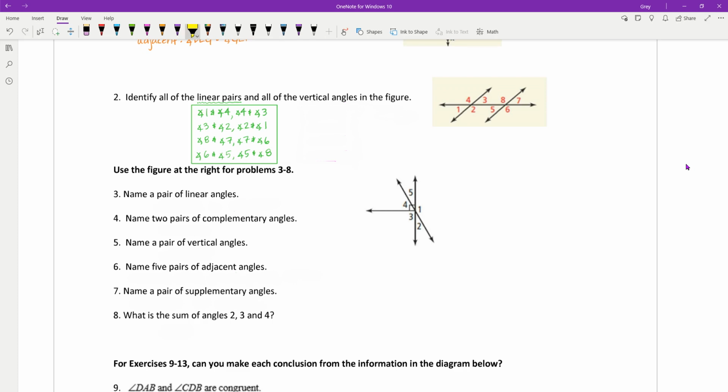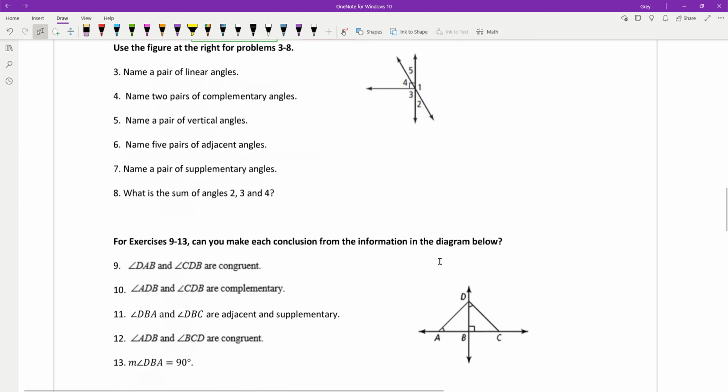Okay. Next, I have vertical angles. Remember, vertical angles are the ones that make the V. So they're opposite each other, if you can look at it in the diagram. So for my vertical angles, I'm going to have 1 and 3, and then 2 and 4, and then 5 and 7, and 6 and 8. And that's all my vertical angles.